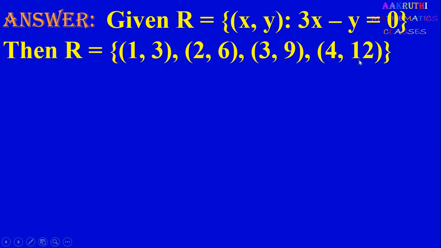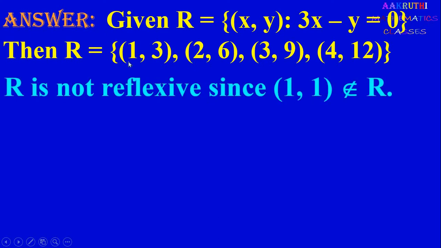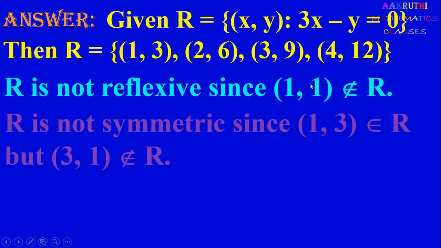Now we check whether this relation is reflexive, symmetric and transitive. Here (1, 1) does not belong to R. So since (1, 1) does not belong to R, this relation is not reflexive. Now here (1, 3) belongs to R, but (3, 1) does not belong to R.